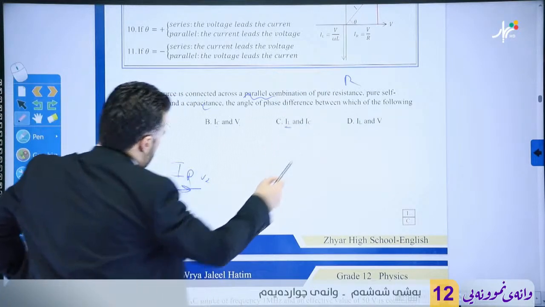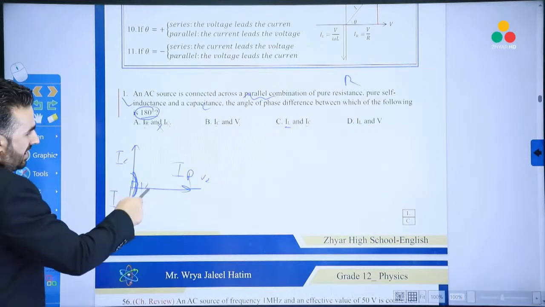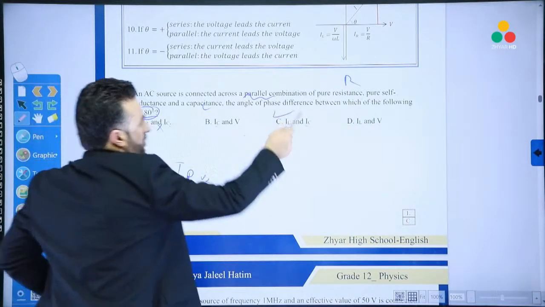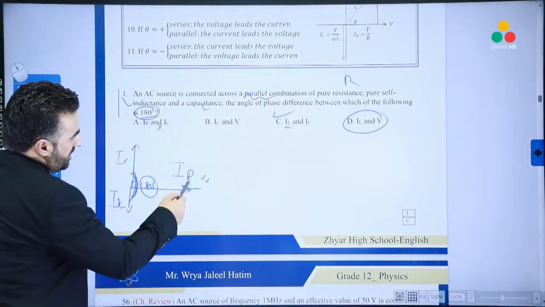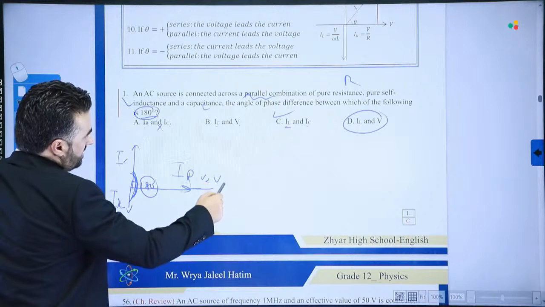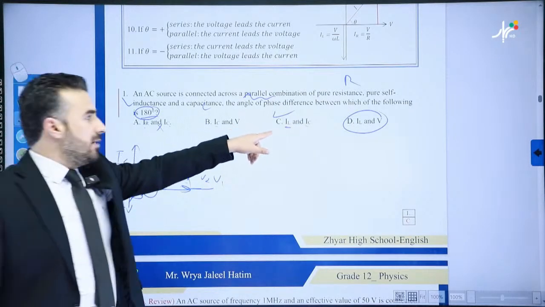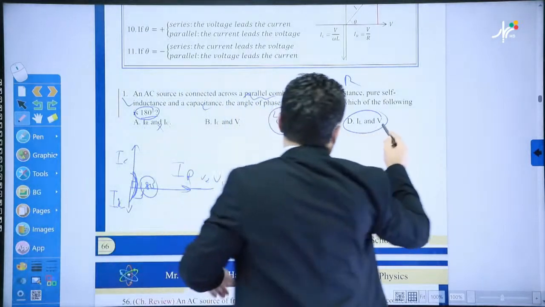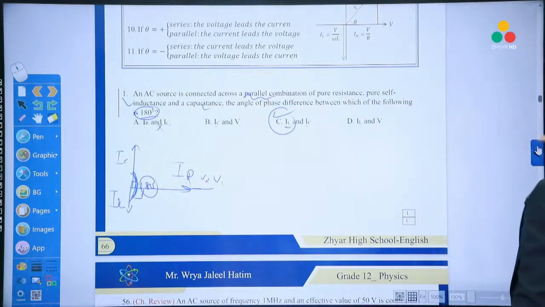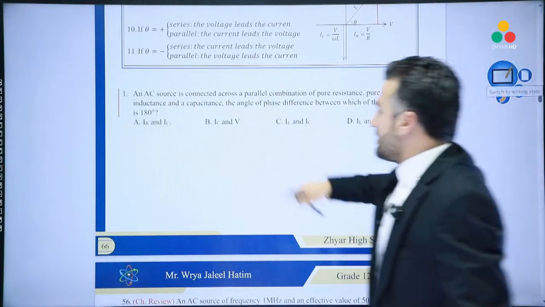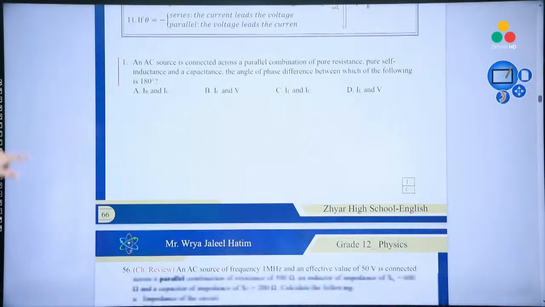What about IL and IC? IL and IC, of course, you can see that the angle between the two is 180, and of course, this is the correct answer. What about the last one here? It says IL and V, okay? So this is IL, this is IR, and of course, this is the V because it's always the same, so this is also 90, so incorrect. So the only correct option here is going to be option C, so not this one, okay? We just circle this one for the sake of focusing, otherwise, not as an answer. Okay, so the answer was IL and IC.